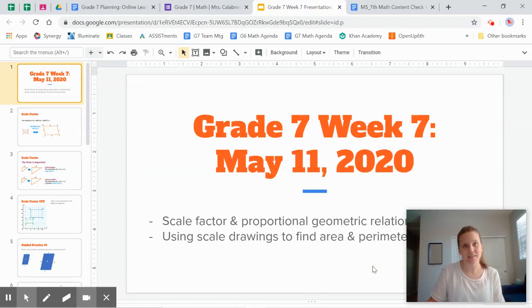It is May 11th. This is the first day of week 7, which is our second to last week of school and our last full week of academic classes. So congratulations on your hard work. I continue to be so impressed with your self-determination and your enthusiasm and your achievement. I'm excited to dive in today.